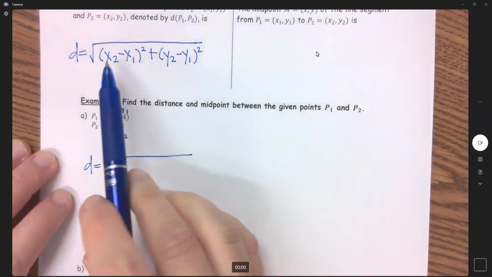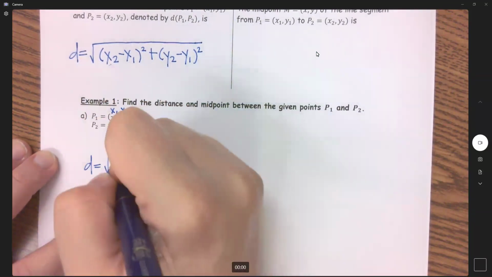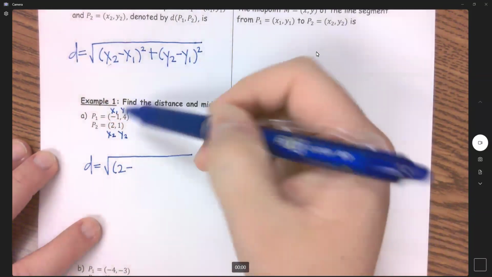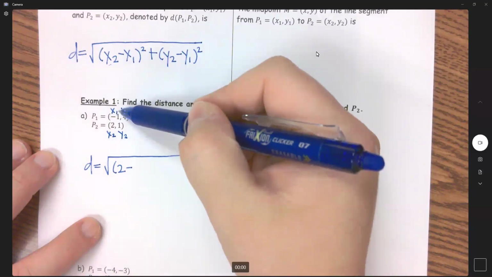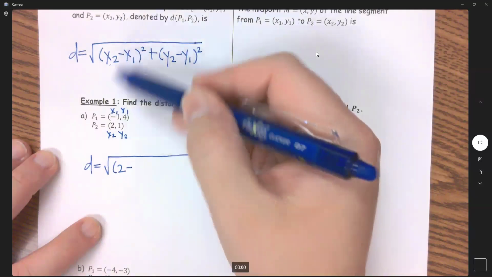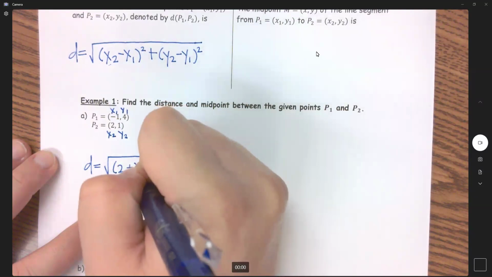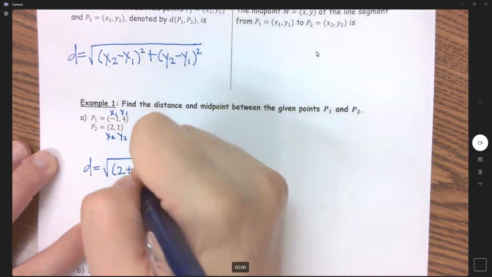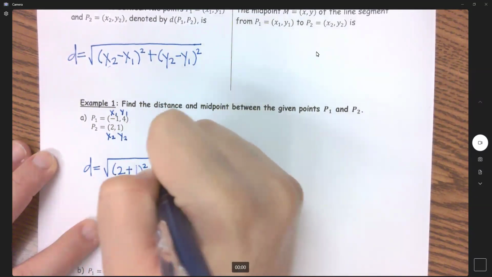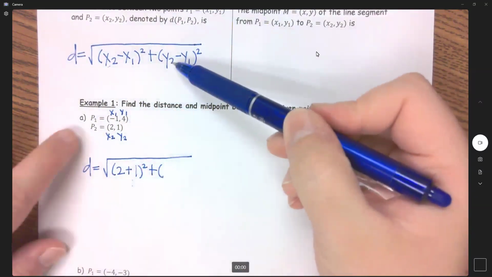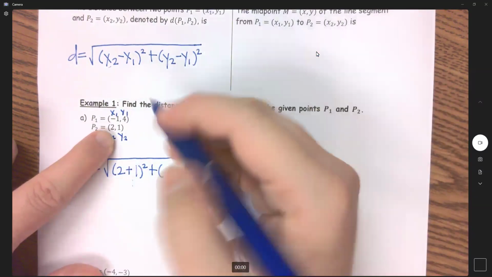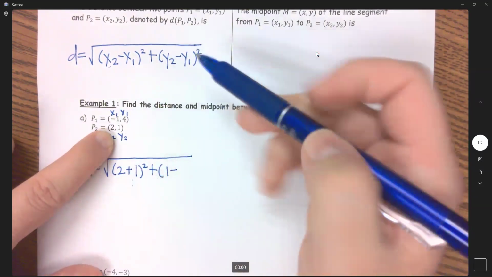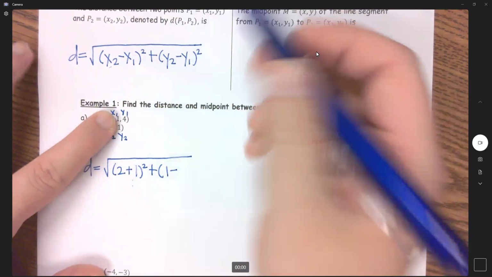We have distance equals x2, which is 2, minus x1, which is -1. So minus a negative becomes plus 1. Then y2, which is 1, minus y1, which is 4.